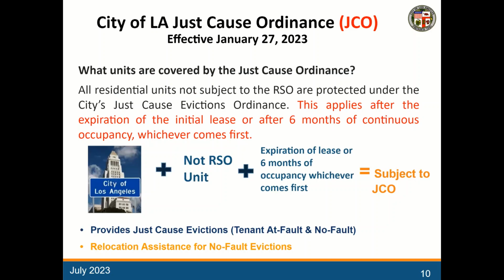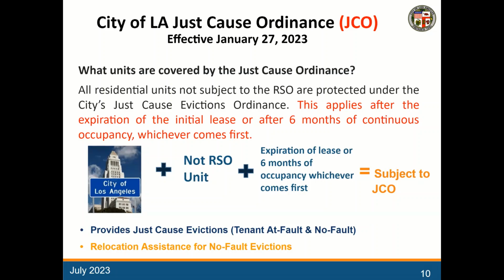If the property is not subject to the RSO and is located in the city of LA, it likely will be covered by the Just Cause Ordinance, or JCO. The JCO is a new law effective January 27th of 2023. It covers all residential units not subject to the RSO, but only applies after the expiration of the initial lease agreement or after 6 months of continuous occupancy by the tenant, whichever date comes first.